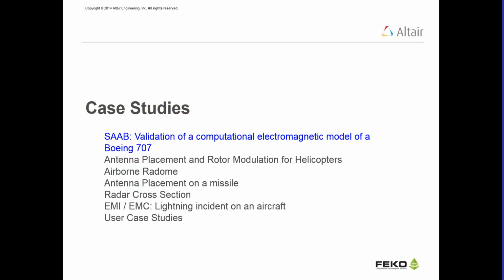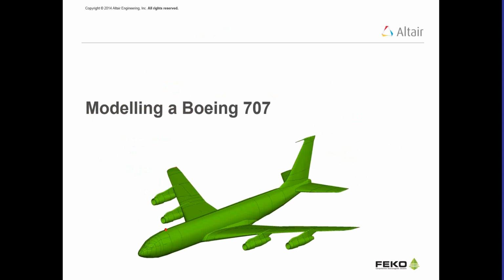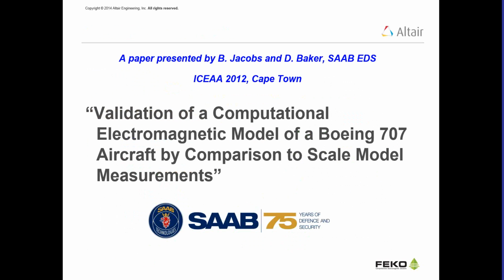The first one is validation of a FEKO model for a Boeing 707. This work was done by Saab in Europe, and they presented a paper at the ICEAA 2012 conference in Cape Town, South Africa, called Validation of Computational Electromagnetic Model of Boeing 707 by comparison to scale model measurements.